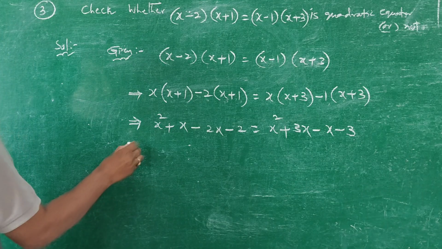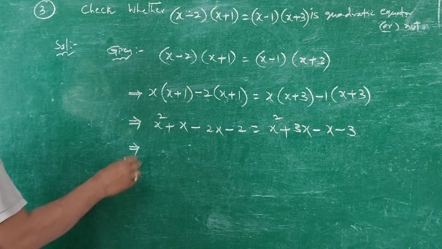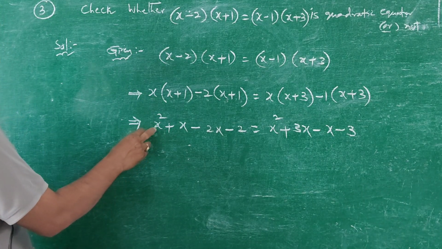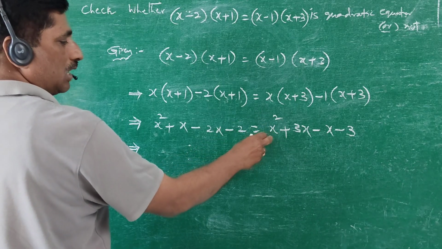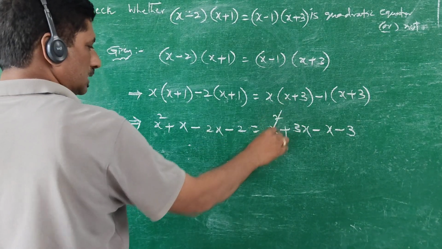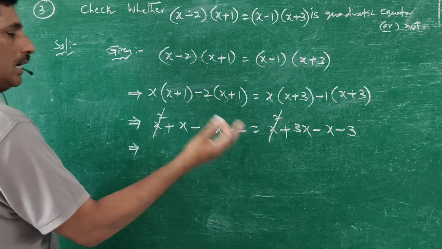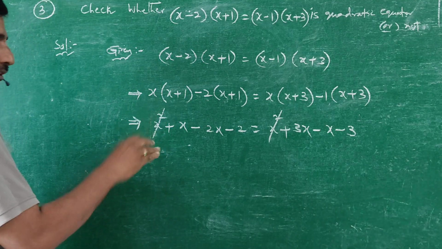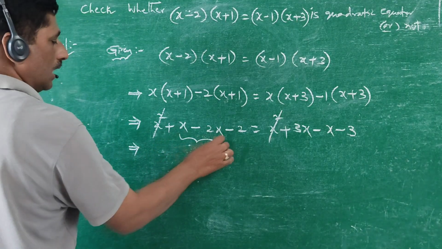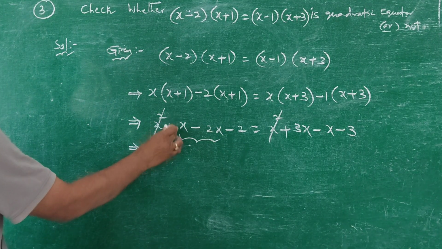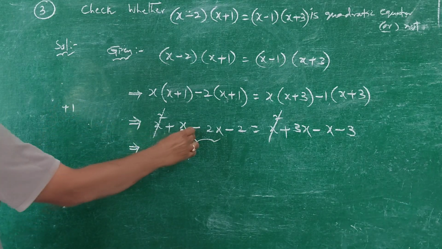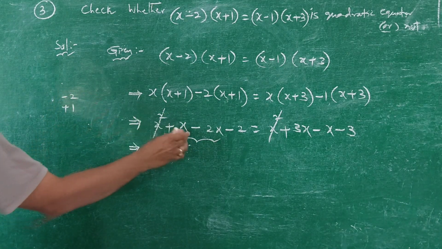Okay? Then x square. Here the x square term is there, and on the right side also x square is there. These two x square terms lie on either side of the equality sign, that's why I cancel them. Now these two are the like terms, x terms. Here I have plus 1x, and this one is minus 2x, right?